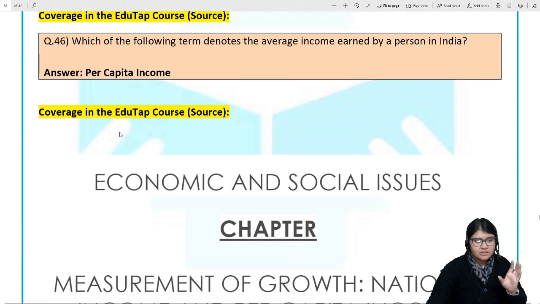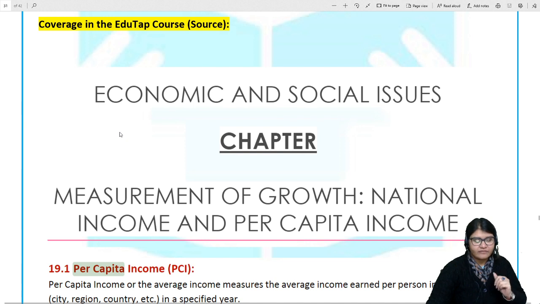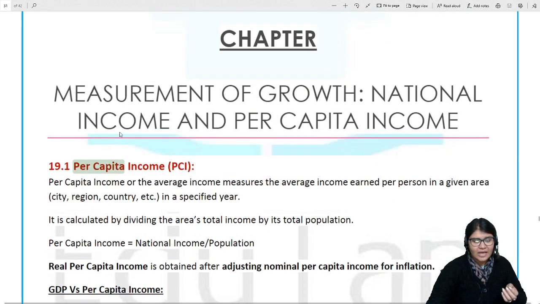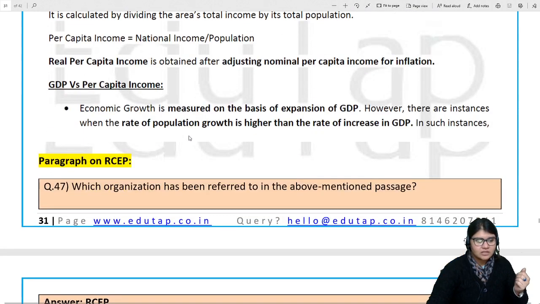Again, this concept is clearly given in the static content sheet or the summary sheet that we have provided for your first chapter, in fact, in the ESI section, measurement of growth, national income and per capita income. So there is a section where per capita income is clearly explained. That is what needs to be applied while answering the question.